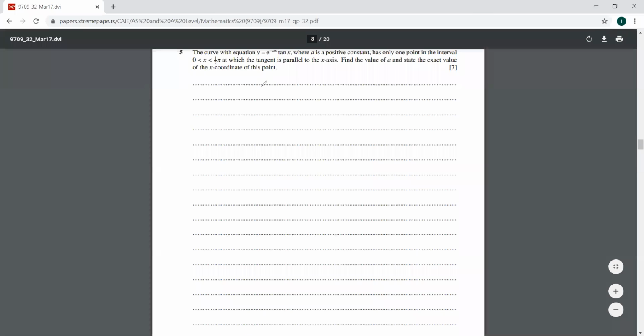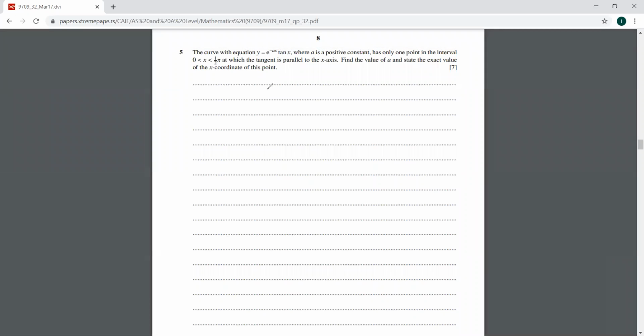Okay, in this question you have been given y is equal to e raised to minus ax tan x, where a is a positive constant. So just remember that this a is a positive constant, okay? It has only one point in the interval 0 to pi by 2 at which the tangent is parallel to the x-axis. Find the value of a and state the exact value of the x-coordinate of this point.